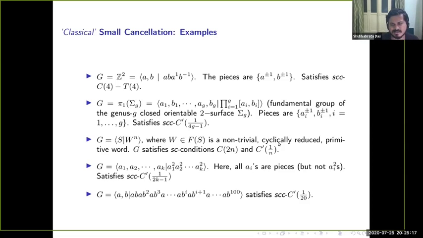So this is a theorem by Pride, where he proves that this is a C(2n) group and so on. And in this group, you can see in this presentation that the only pieces are the a_i's, not the squares, because the squares do not appear in two different ways. Only the a_i's appear in two different ways, so two relators can overlap there. So they are the pieces. So here it satisfies C'(1/(n-1)).